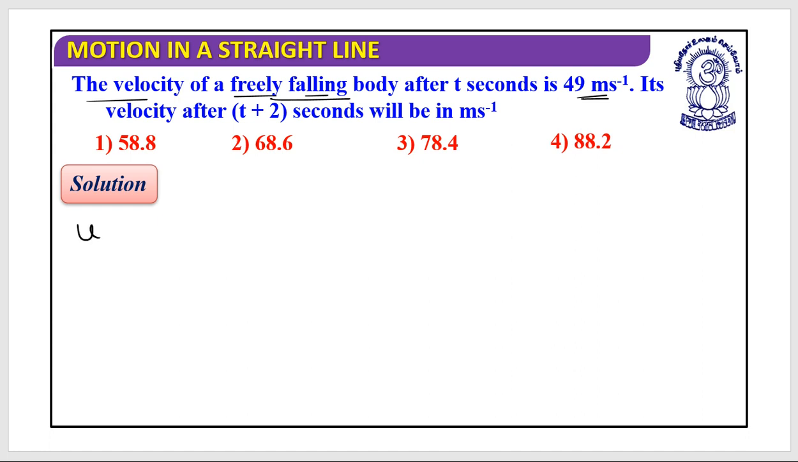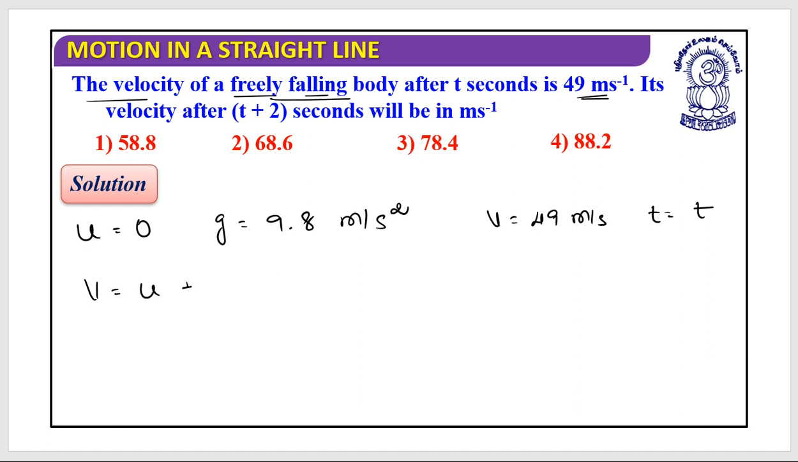That means it has an initial velocity of 0, and they have not given that take g is equal to 10 meters per second square. So I should go with g is equal to 9.8 meters per second square. They have given me the final velocity of 49 meters per second, when t is equal to t. So let's find out what the value of t should be. It's v is equal to u plus gt. This u should be 0, g should be equal to 9.8 multiplied by t, and this is 49.